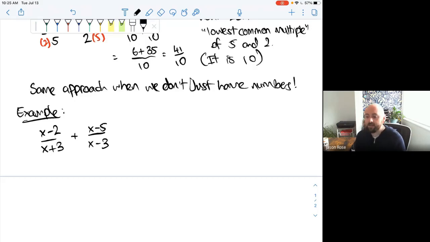Yes, Ayush, exactly. It's just the product of the two. So the idea of the lowest common multiple, in the next example, it'll be a little different, but in this one, it's just going to be the product of the two.